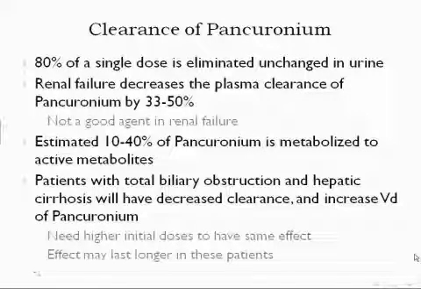Okay? 10 to 40% of Pavilon is metabolized to active metabolites. So patients with total biliary obstruction and hepatic cirrhosis will actually have decreased clearance and increased volume of distribution. This needs a higher initial dose to have the same effect, but then the effect stays forever. So that's the downside to it.